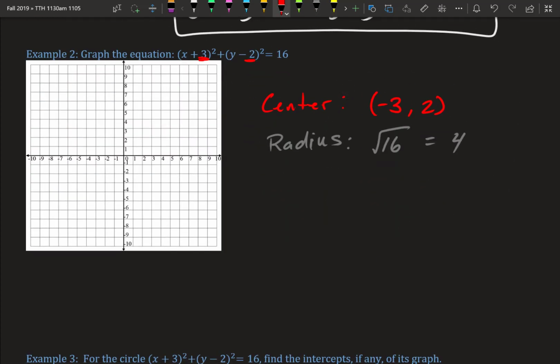So the first thing we're going to do is plot the center at (negative 3, 2). And then we're going to use the radius to create 4 more points. So at the center, I go up 4: 1, 2, 3, 4. Go back to the center, go left 4: 1, 2, 3, 4. Go back to the center, go down 4: 1, 2, 3, 4. Go back to the center, go right 4. And then as best as you can, just connect those dots.